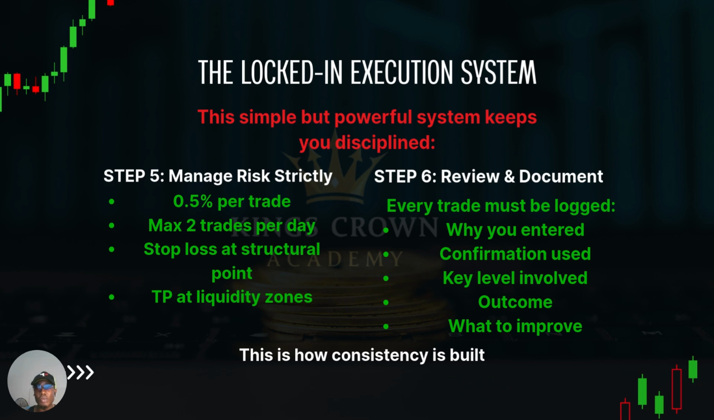Then step six, I always say a journaling trader is a consistent trader. Step six is where you review yourself during execution and practically write down what happened, why you entered, the confirmation you used, your key level involved, the outcome, and what you are going to improve on next. Did you have fear? Did you have FOMO? Were you impatient? This is how you study yourself and build consistency as a trader. That is part of what I teach in my trading system. I'm giving you a whole system breakdown, how to think like a trader.